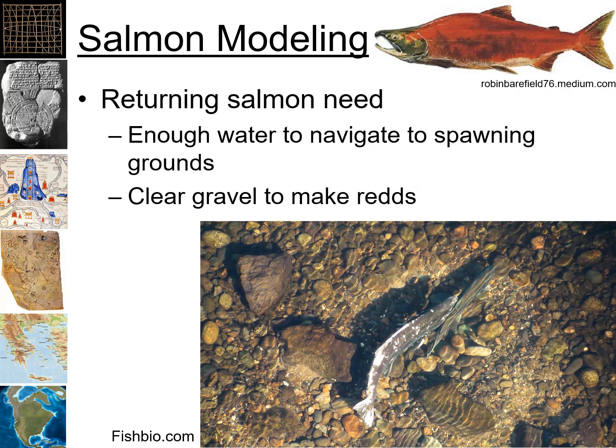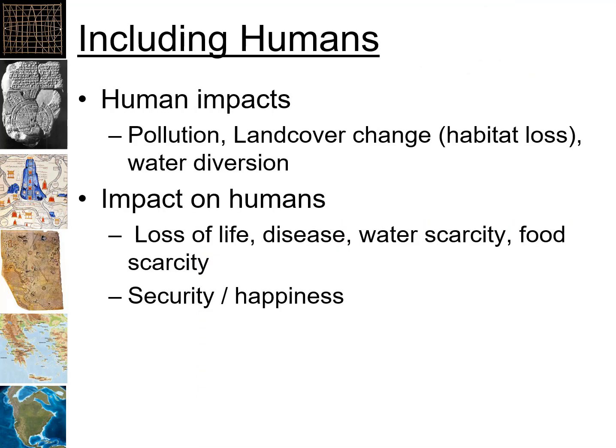When the salmon come back up, again, they need enough water to be able to get to the spawning grounds, and then they need clear gravel to make redds. A redd is a nest or dished out area in the gravel where the salmon will actually make the redd, and then they drop the eggs down into the gravel. So, makes modeling them a bit challenging. And people are doing pieces of this, and I've helped with some pieces, and I'm looking at doing more of that in the future. So when we bring in humans, things become much more interesting.